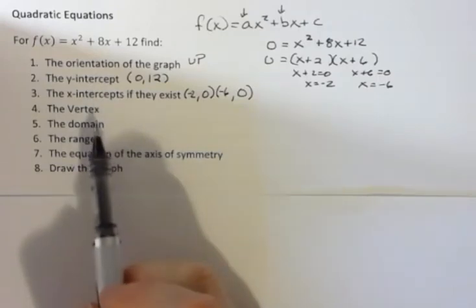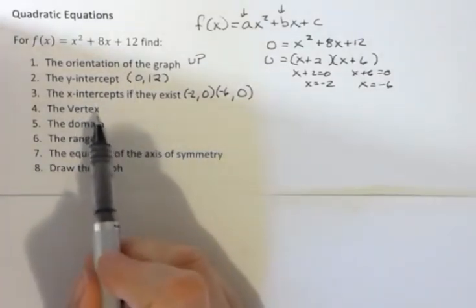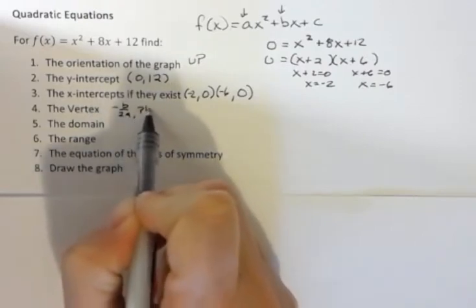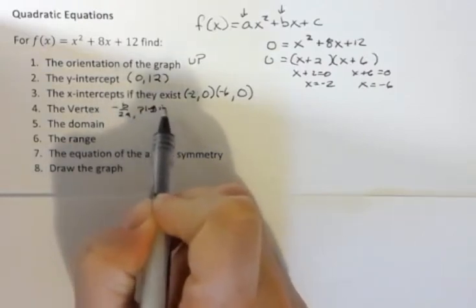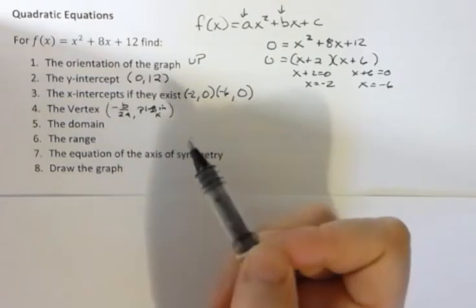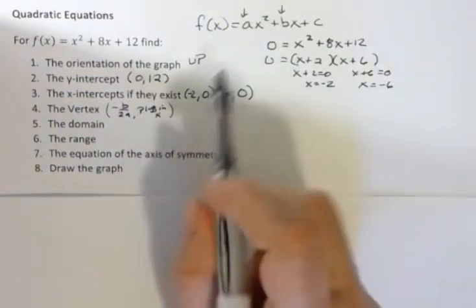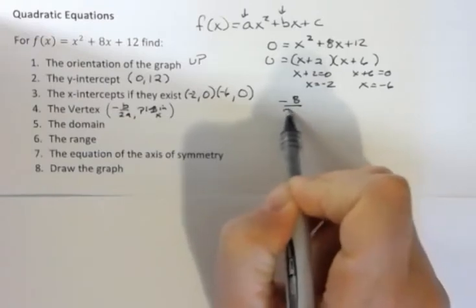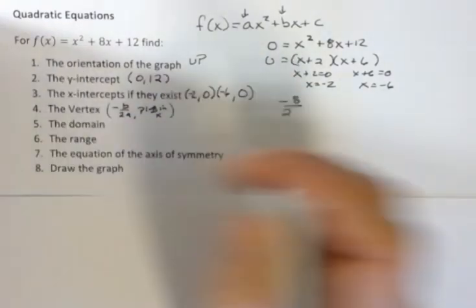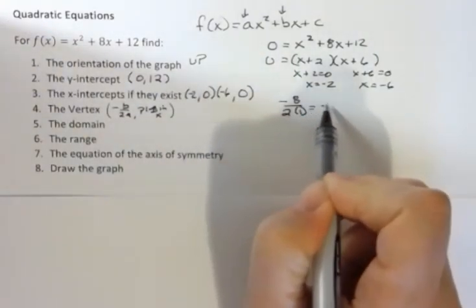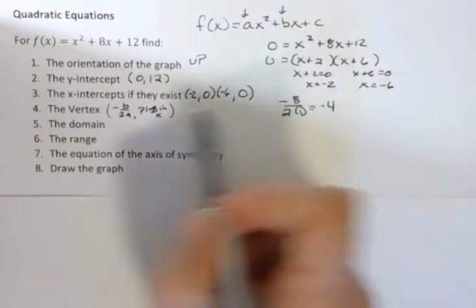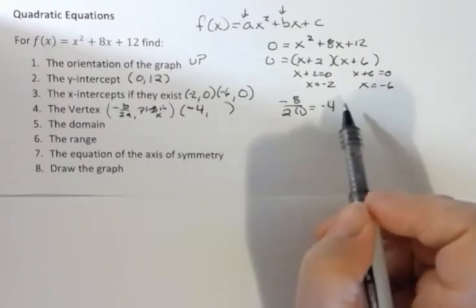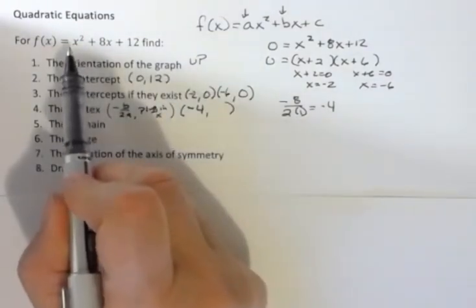Now, when I want to do the vertex, I want to use my negative b over 2a and then plug in x. That's how I find the vertex in this format. So negative b, well, our b is 8, so I'm going to get negative 8 over 2 times a, which is positive 1, and so I'm going to get negative 4 for the first half of my vertex. Now I'm going to go back and plug that in to find the second half.